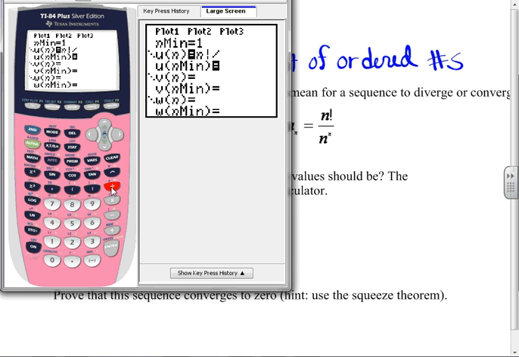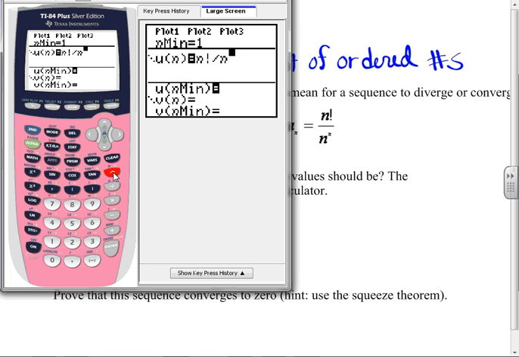I don't know how to get there on this calculator. Oh, I don't know either. I'm sorry. Remember, I said I wasn't an expert. I'm an intermediate user. And you can use mine. You don't have to do this.